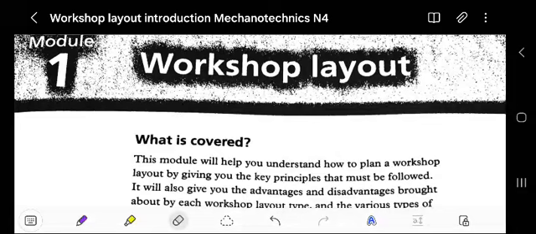Today we'll be looking at a workshop layout. It's an introduction to Mechanotechnics N4.